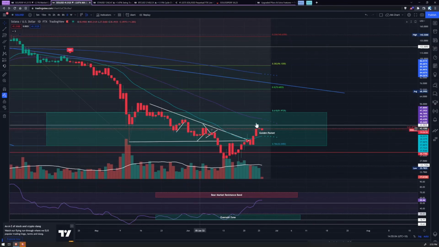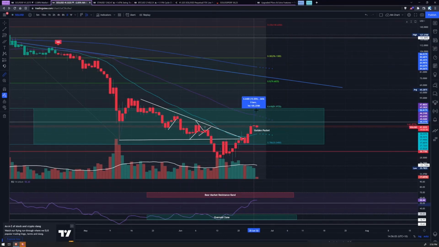We have the 50-week EMA just above, not too far from where we are right now, but that's like 10%. That's a pretty big move. And we also have the 618 above, which is 15% above where we are right now. So it will require quite a bit of momentum to get us up there, and we just haven't really seen much of a correction here.